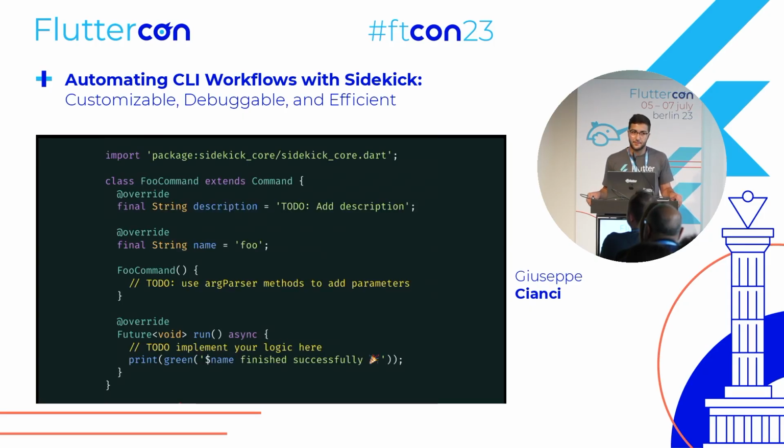Now let's take a look at the foo command that was generated in our commands folder. This is it. You can modify it, you can change the description, which will be printed in your CLI when you use it. You can change the name. And here in the constructor, you can use the arg parser property to add options and flags and so on. And then finally, there's the run method, which we will edit to implement the logic.